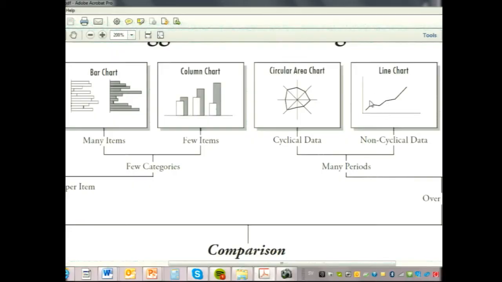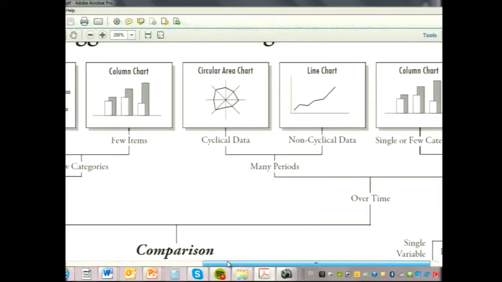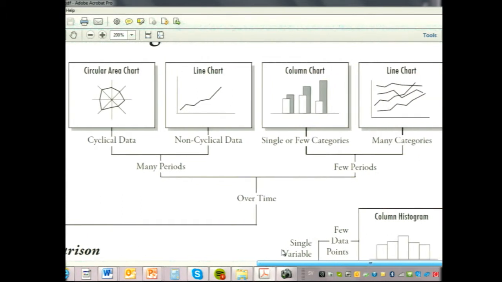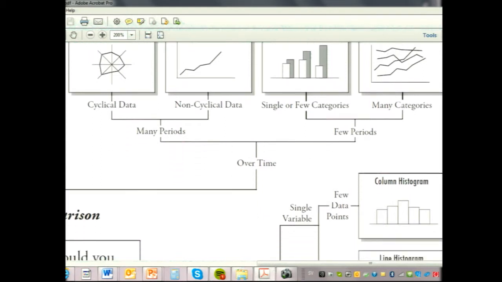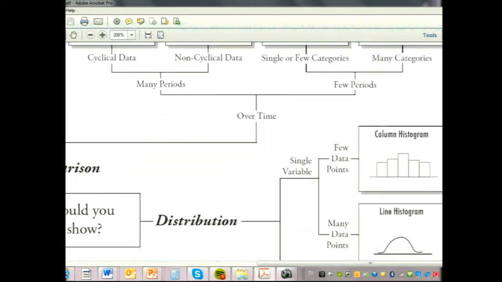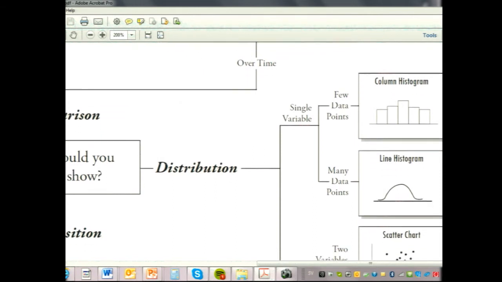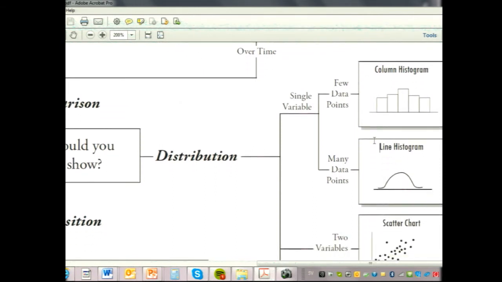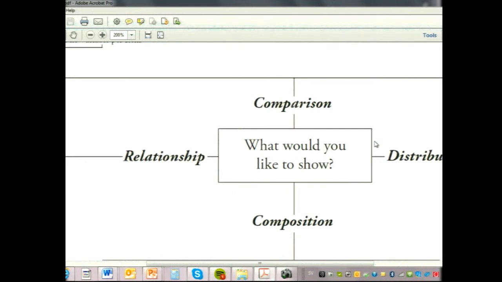Then the line chart for non-cyclical data, so data that moves in one direction over time, as I said. And then columns for a few categories, and many categories in a line chart. This would be harder to understand, but it might be working if you had variable over time. So I advise you to download this and consider all the options that are available to you, and think in an organized fashion about what is the best figure for your data.